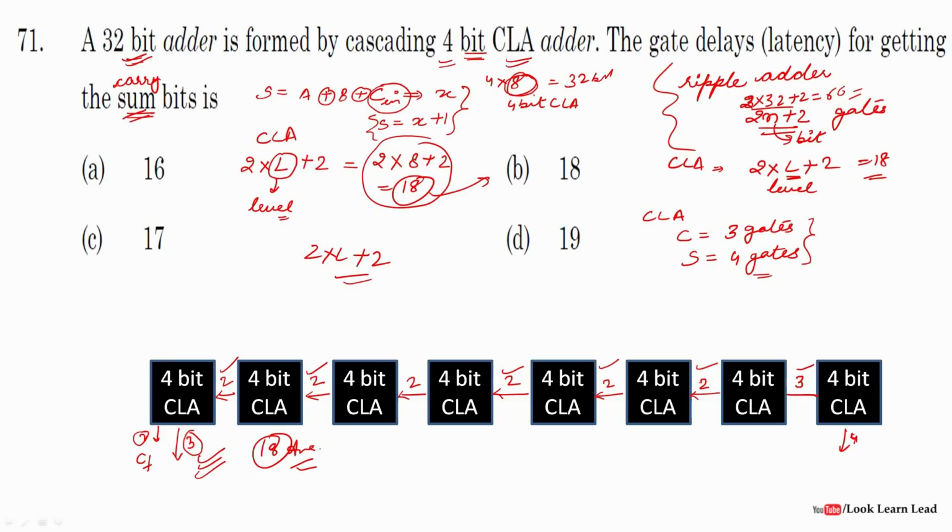Here in case of sum, if in the question it was the carry bits, the answer would have been 17, because instead of this 3 you would be adding this 2 over here, so the answer would be 17. Okay, let's move on to the next question. 18 is the answer for this question.